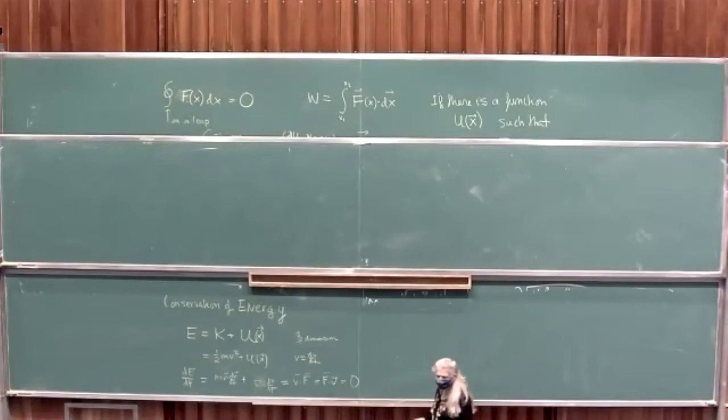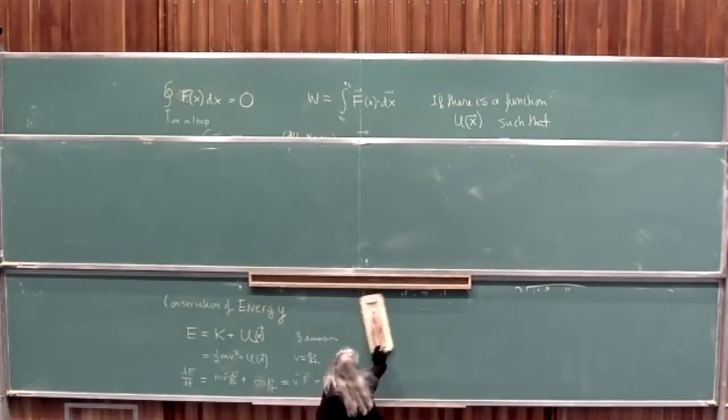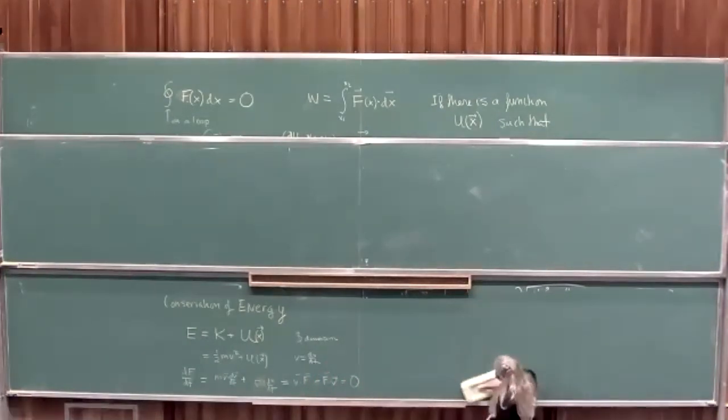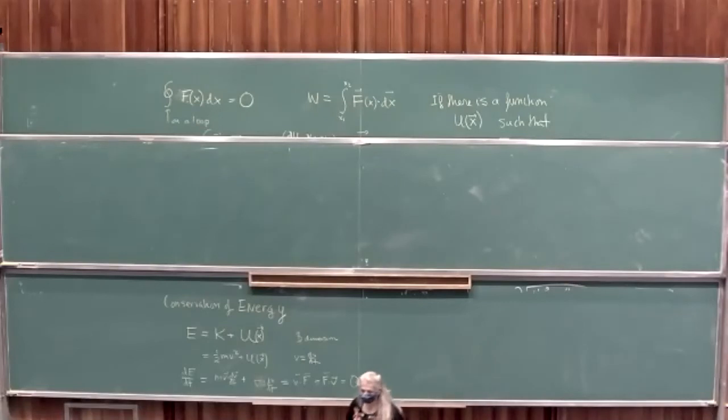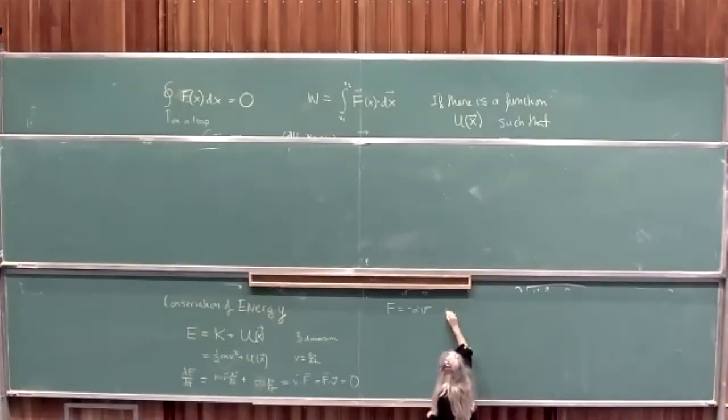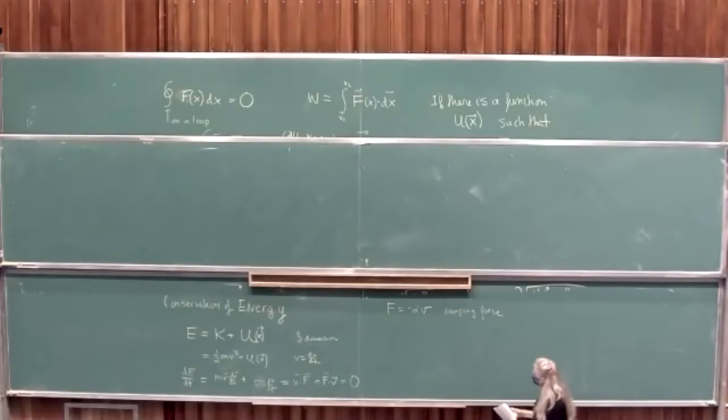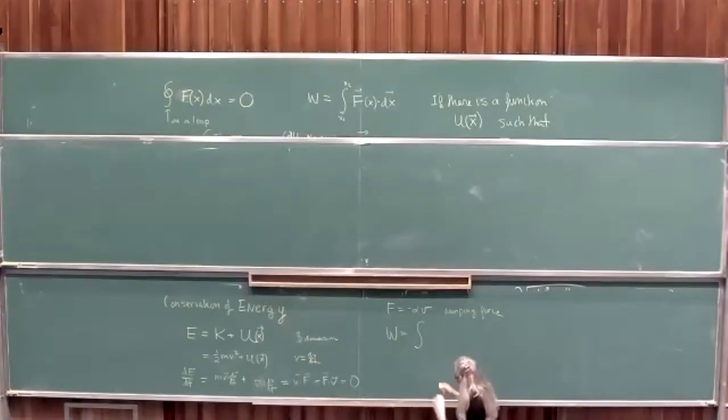So let's find a counterexample to that. I'm going to do a velocity-dependent force, just to show you that when you go around a loop, you don't get 0. So this was the damping. This is a damping force, and it's a velocity-dependent force. And now let's go around some trajectory.